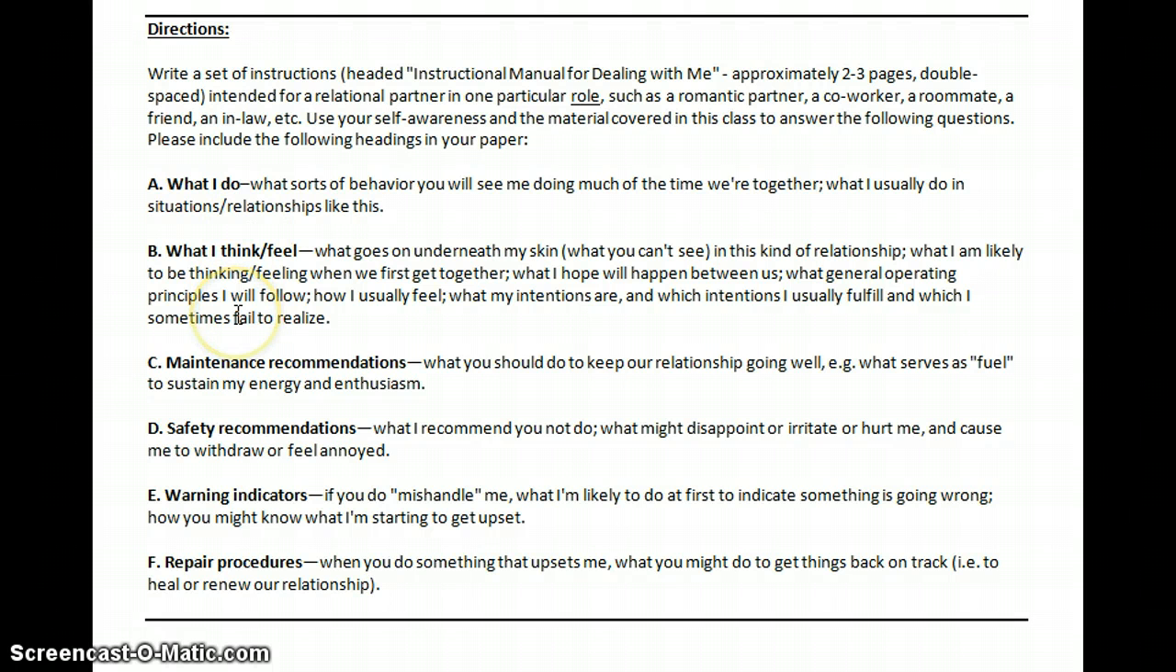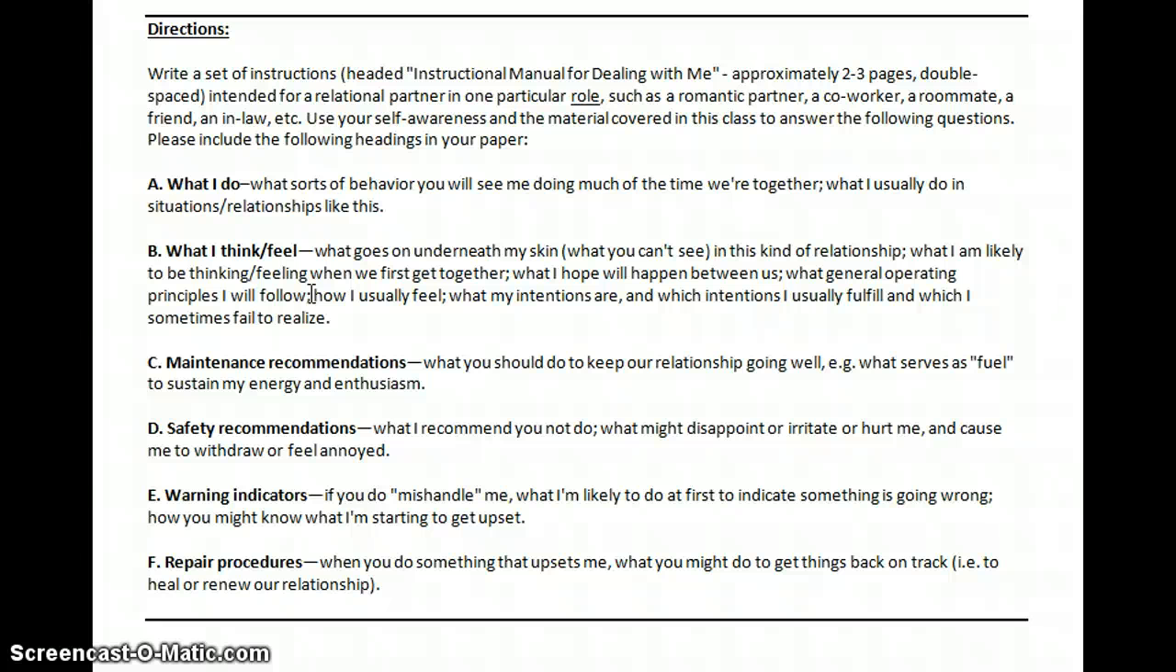The second section that you're going to write about is what I think or feel. So in the first section, we've talked about what observable behaviors this relational partner would be able to see or experience with you, but this is what goes on underneath, what they can't see in this kind of relationship. You might include what I'm likely to be thinking or feeling when we first get together, what I hope will happen between us, what general operating principles I follow, how I usually feel, what my intentions are, and so on. Again, this is what's going on underneath those behaviors.